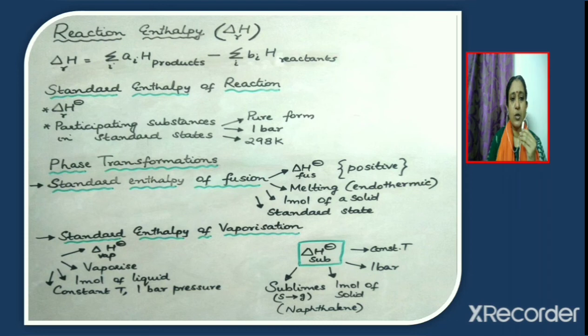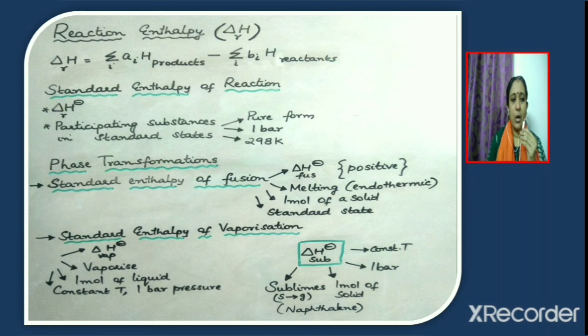Next, we shall see what is meant by standard enthalpy of reaction. It is denoted as delta H naught R. Now, how can we define standard enthalpy of reaction? It is defined as the energy change or the enthalpy change that accompanies a reaction when all the participating substances are in their standard states. Standard states means the participating substances will be in the pure form at 1 bar pressure and 298 Kelvin.